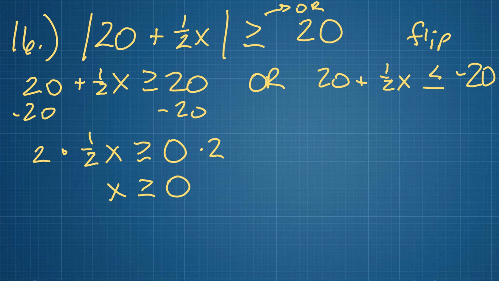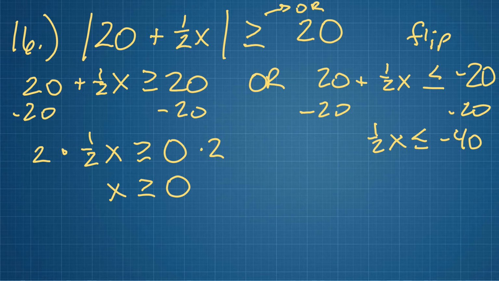Now, I'm going to minus 20 from both sides. I get 1/2 x is less than or equal to negative 40. Now I'm going to multiply both sides by 2. I'm multiplying by a positive 2, so it doesn't change my inequality. I get x is less than or equal to negative 80.